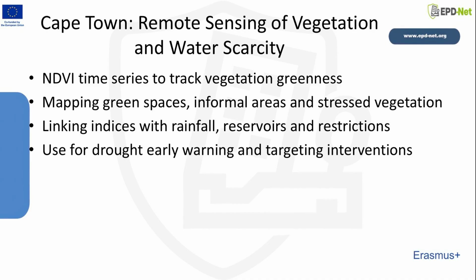These patterns are interpreted in relation to rainfall records, reservoir levels and the timing of municipal water restrictions, providing insights into how different neighborhoods respond to scarcity. Such information supports early warning, guides targeted interventions such as park investments or support for vulnerable communities, and contributes to longer-term strategies for climate-resilient green infrastructure and water-sensitive urban design.